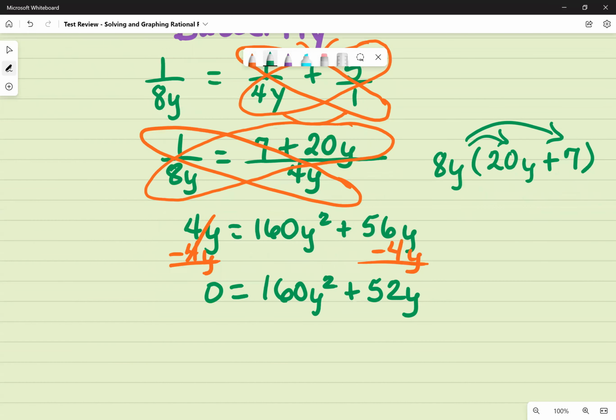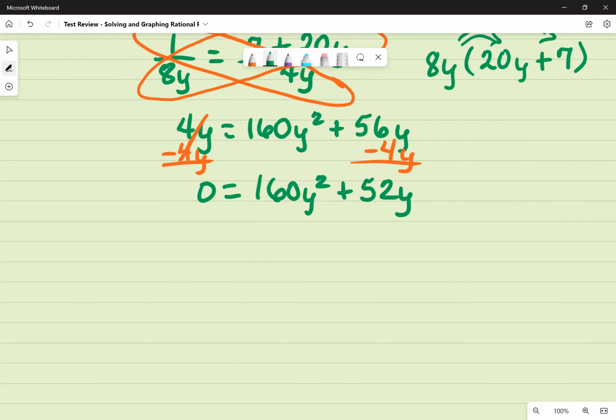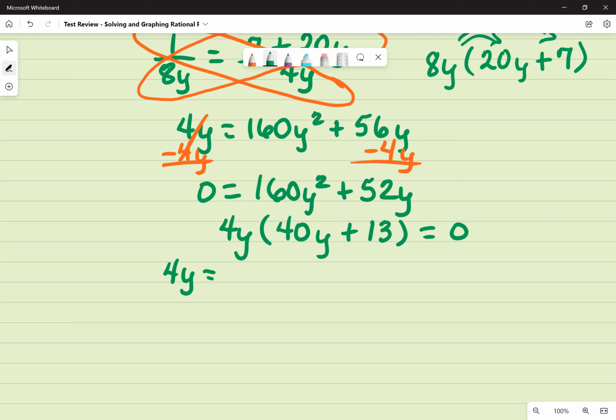With this method, you're going to have to factor. So most students don't like this method either. But this is what we're going to do. We're going to rewrite this with the GCF of 4y. And I'm going to divide each term by that 4y, which will leave me with 40y plus, and then 52 divided by 4 is 13. I'm going to set that equal to 0. And what that means is each factor has to be set equal to 0. So 4y is set equal to 0. And then you solve for y by dividing both sides by 4.